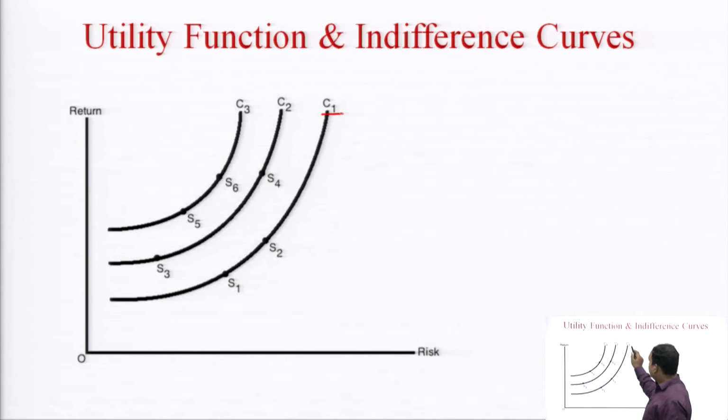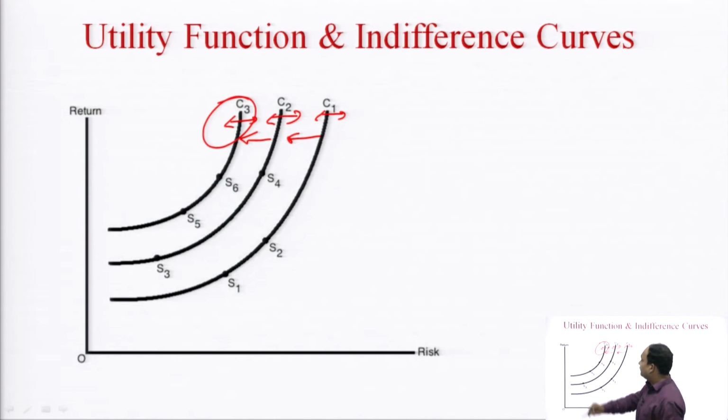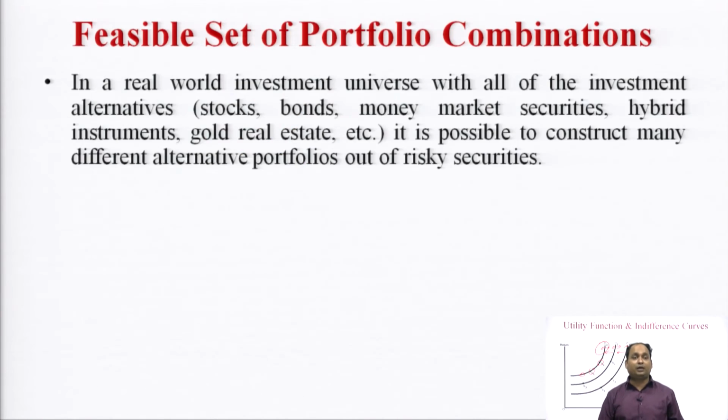These are the highest utility, C1 to C2 to C3. Once an investor is moving from C1 to C2, C2 to C3, this C3 is the portfolio combination where the utility will be highest for the investor. But for the portfolios that lie under one utility curve, the investor will be indifferent, whether he or she invests at this point, this point, or this point. At any of the points the investor would be indifferent.